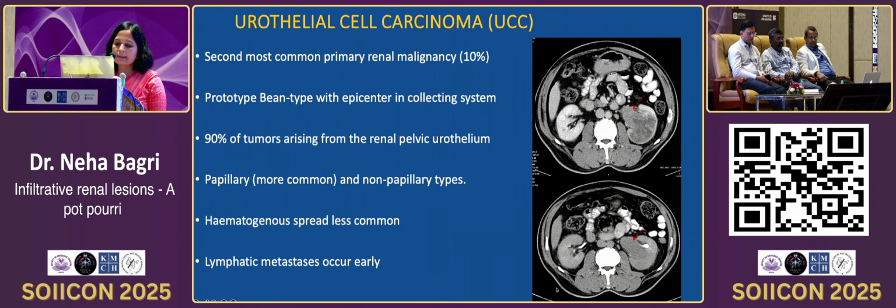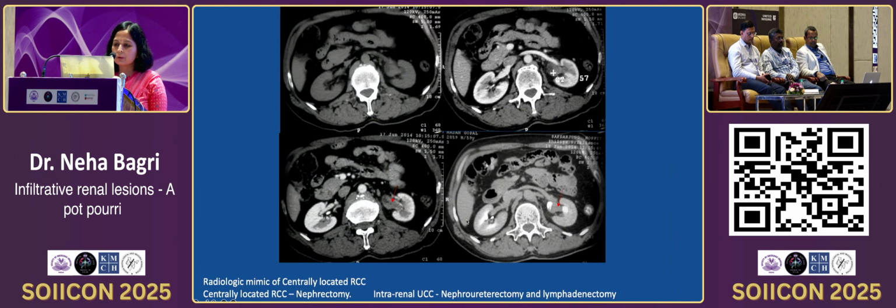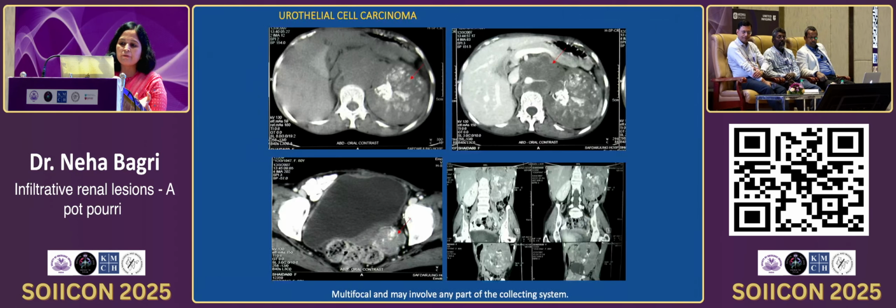These usually enhance less as compared to the renal cell carcinoma. So a central mass like this in the renal pelvis now needs to be differentiated whether it is RCC or urothelial cell carcinoma. Why? Because for a centrally located RCC, the management would be nephrectomy, whereas in cases of intrarenal urothelial cell carcinoma, it will be nephroureterectomy plus lymphadenectomy. So the management is different. So this you need to differentiate on the basis of enhancement pattern plus looking for multifocality.